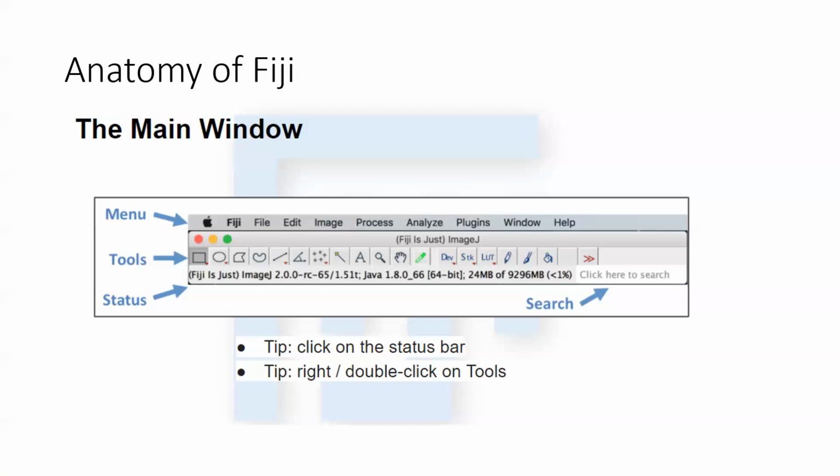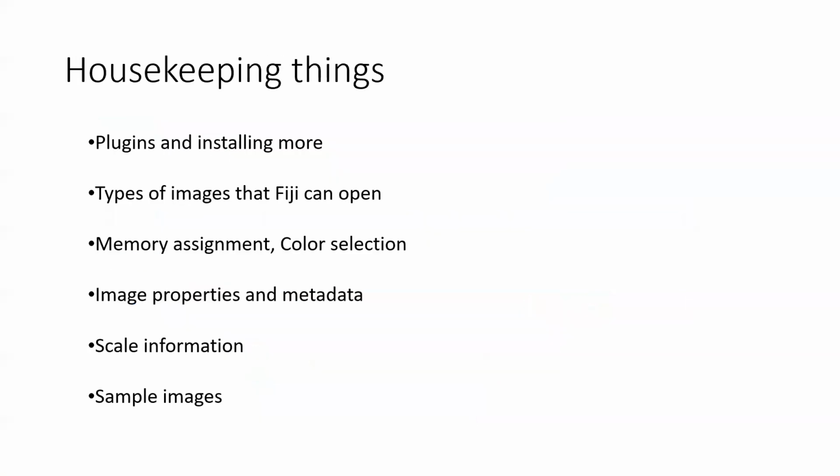Right. Okay. So some of the housekeeping things that I will go over first, even before opening an image, because it's important to know where a few of these things lie. So for example, plugins and installing more of the plugins, types of images that Fiji can open. One of the good things about Fiji is that it has the bioformats importer, and hence Fiji can open any kind of image format that is part of any microscope system, right?